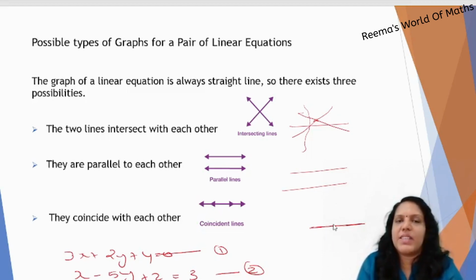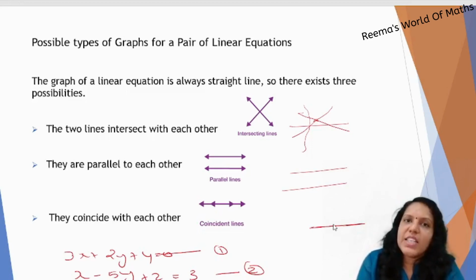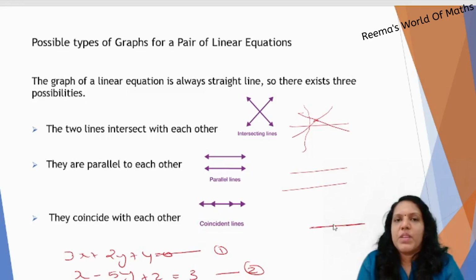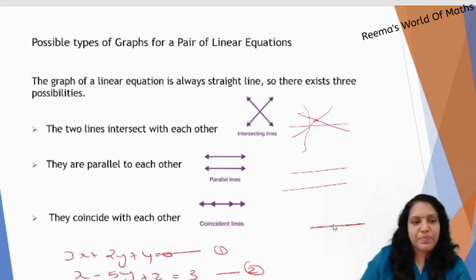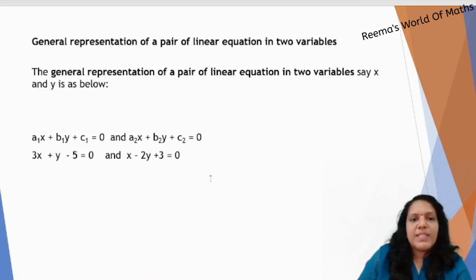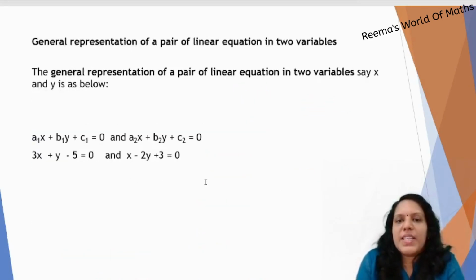They will never intersect. They are parallel to each other. And the third one is they coincide with each other. So these are the three possibilities for the graph of a pair of linear equations. Now let's see the general representation of these linear equations.